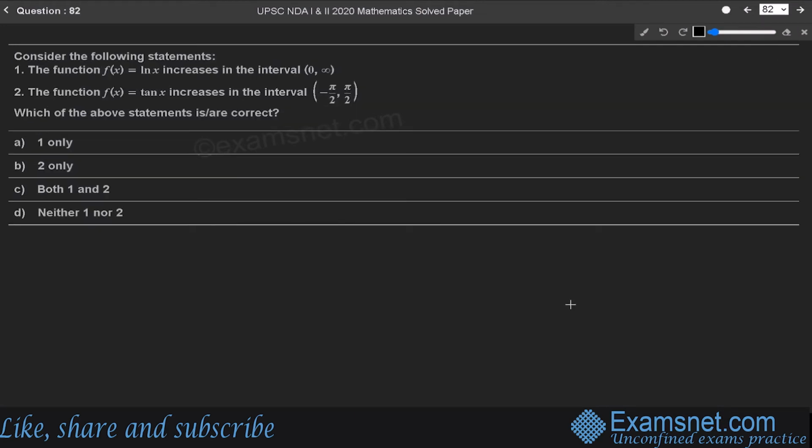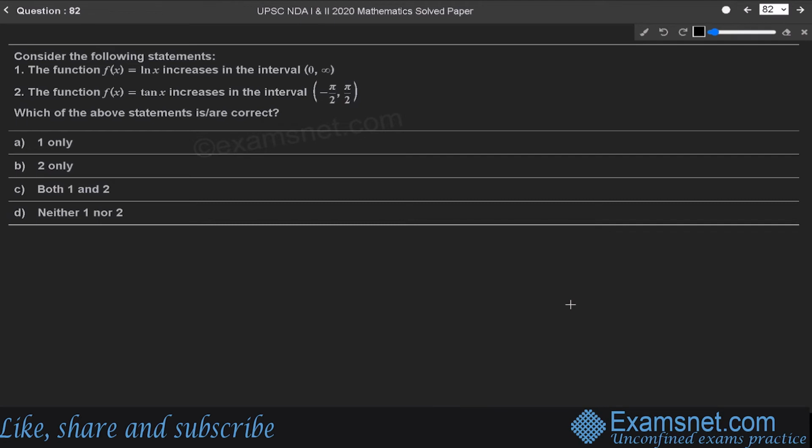Next question is, consider the following statements. The function f(x) = log x increases in the interval 0 to infinity. Second statement is the function f(x) = tan x increases in the interval -pi/2 to pi/2. Which of the above statements is or are correct? This is a very interesting question. In this question we have to see which of the statements are correct.